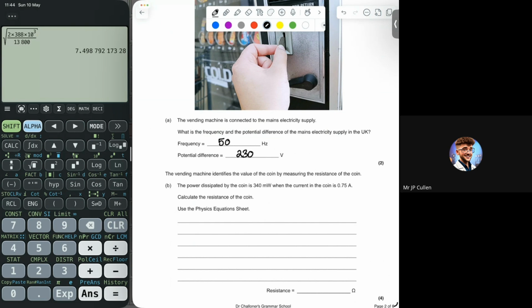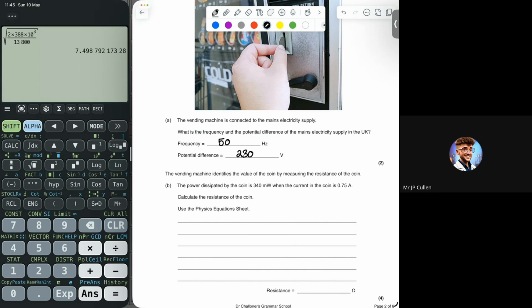And they're values that you probably should know from your lessons. If not, you need to find a way of memorizing them. However, they should have been explained to you in lessons when it came to electricity in the home. So hopefully you know the answer to that one already.